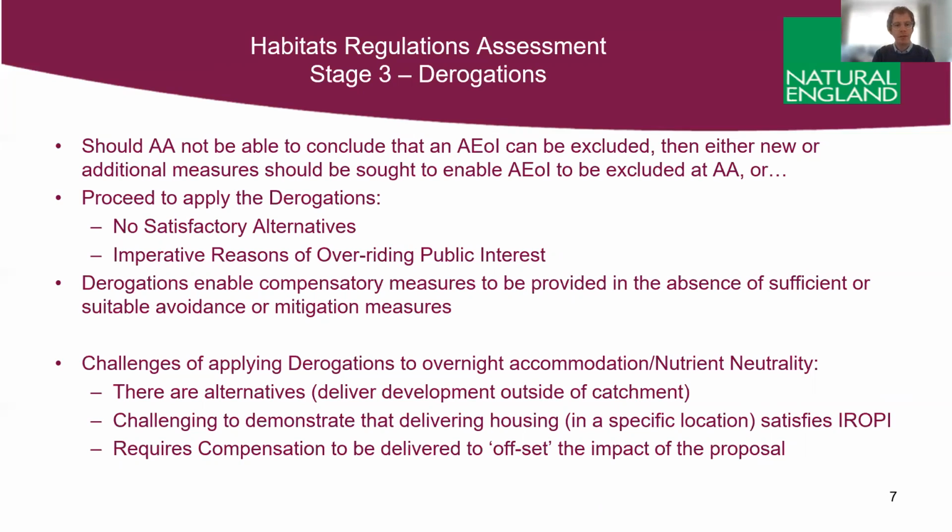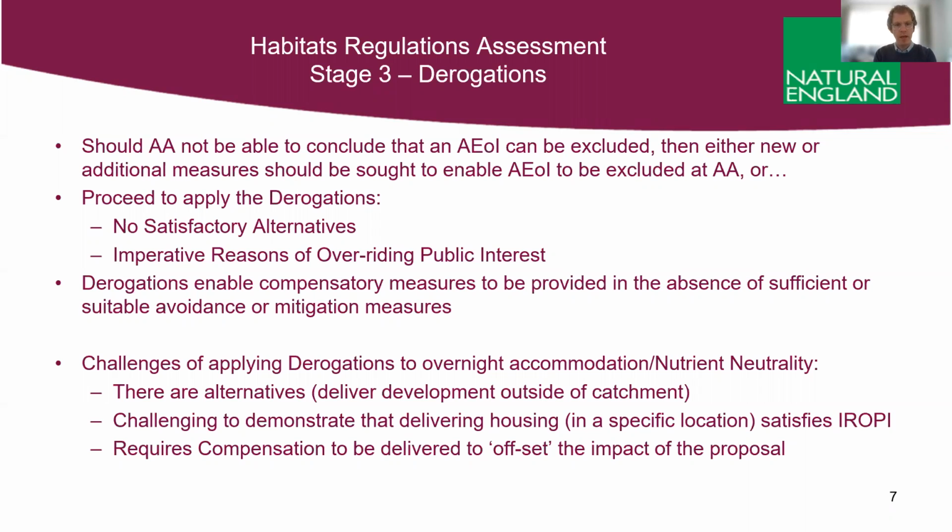Now, before I go any further on this, I would highlight that it's likely to be very, very challenging for any residential permission to meet the derogations test, which is that there are no satisfactory alternatives and that there are imperative reasons of overriding public interest. The reason I say it's likely to be challenging is that there are likely to be alternatives, i.e. that development could come forward outside of the nutrient neutrality catchment. I recognise that for some authorities that would mean outside of the local planning authority area, but as far as the regulations would consider it, that would potentially be an alternative.